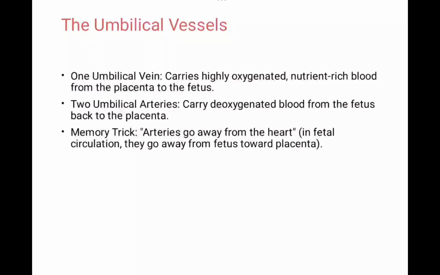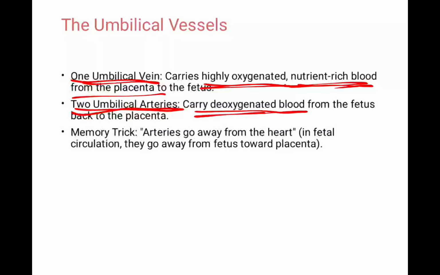So the umbilical vessels, we have one umbilical vein. Take note of that. There's only one umbilical vein and there are two umbilical arteries. High yield fact for MCQs. One umbilical vein, two umbilical arteries. The umbilical vein carries highly oxygenated and nutrient-rich blood from the placenta to the fetus, while the umbilical arteries carry deoxygenated blood from the fetus back to the placenta for oxygenation.